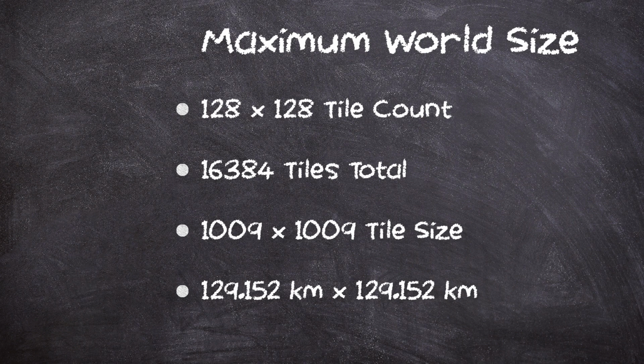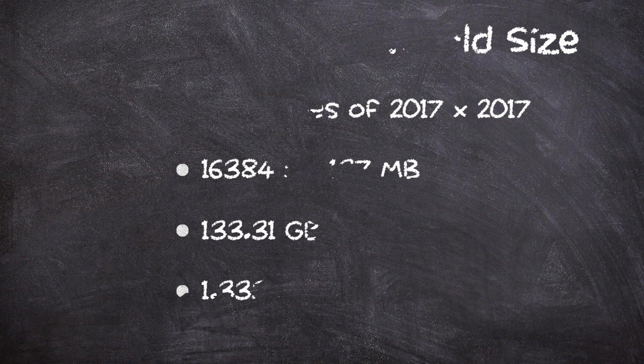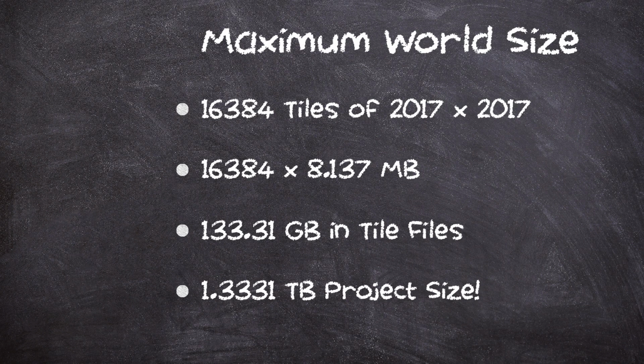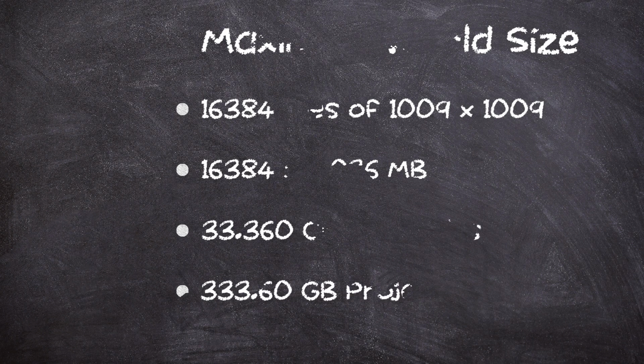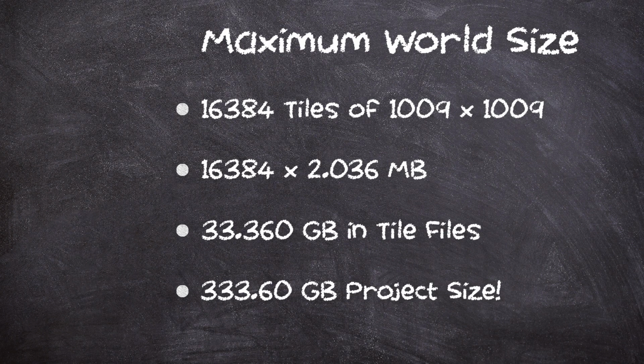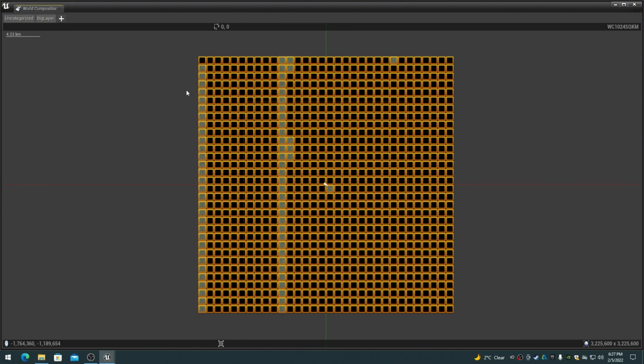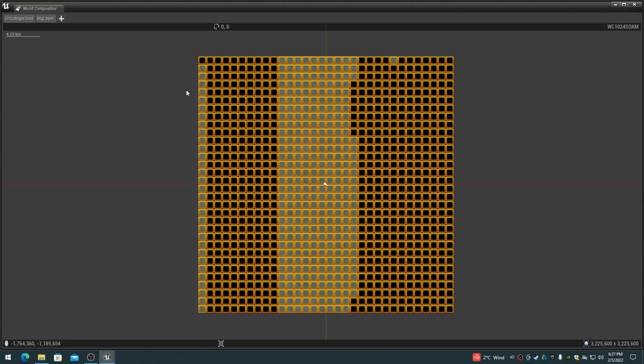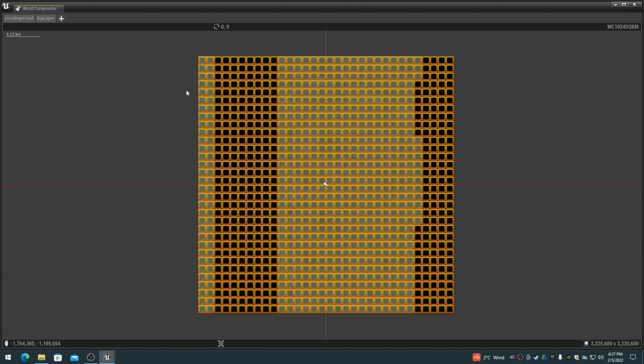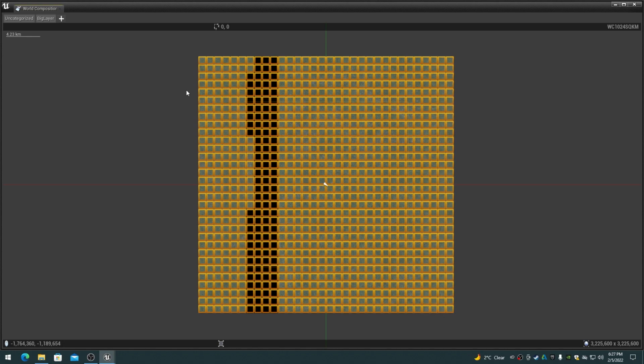or 16,000 square kilometers. The 16,384 tiles of 2017 by 2017 Heightmaps would require 133 gigs just in Heightmap tiles on disk. The 16,384 tiles of 1009 by 1009 Heightmaps would require 33 gigs just in Heightmap tiles on disk. Note that it is highly unlikely that all 16,384 tiles will be able to be simultaneously loaded into memory for editing on even a high-end workstation, since that would require hundreds of gigs of memory, so you would be limited to loading and editing a small section of the world at any one time.